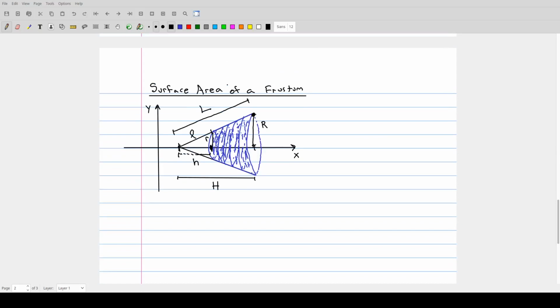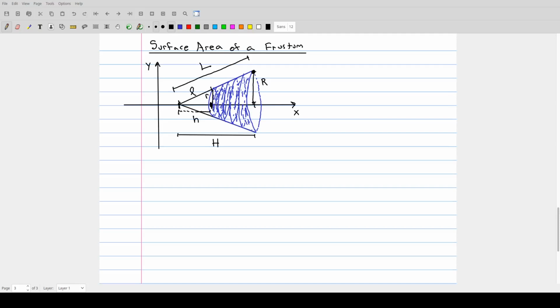So what I've done here is I've drawn out a sample frustum, and I've labeled it as exactly what it is, which is a section of a cone. Specifically, I will call the length of the cap of the cone, the smaller cap right here, little l. We'll call the length of the larger piece of the cone, big L. We'll call the distance along the x-axis of the smaller cone h, and the distance along the x-axis of the larger cone capital H. And we'll call the radius of the base circle for the smaller cone a little r, and the radius of the bottom circle for the larger cone capital R.